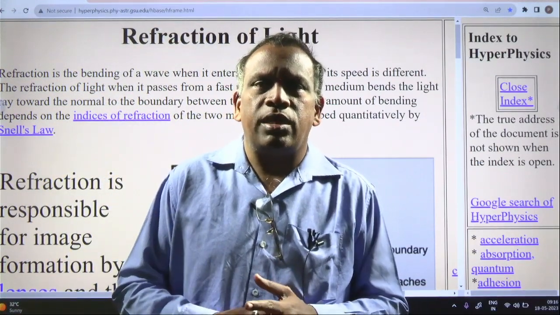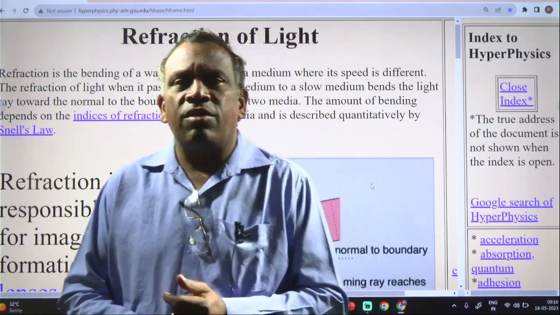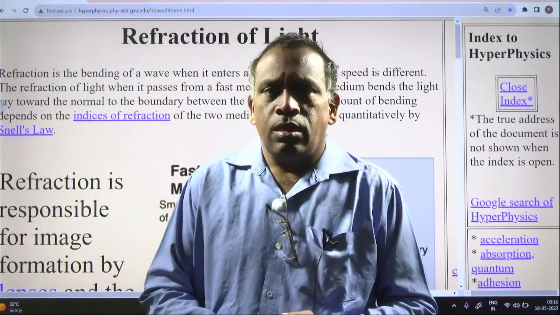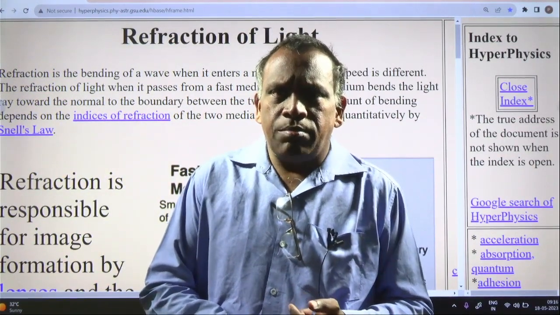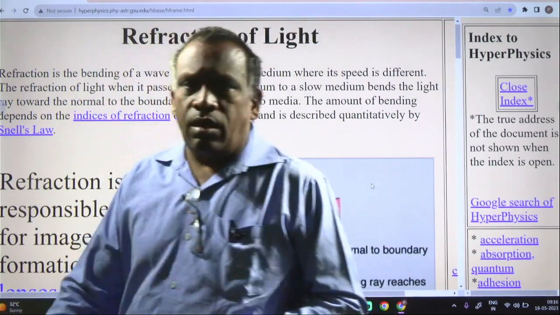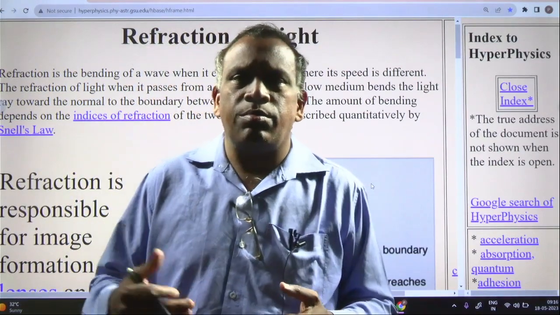But today's topic is refraction. Refraction is nothing but the bending of light when it travels from one medium to another medium. See, for example, take an air medium and a glass medium. Light enters from air to glass.